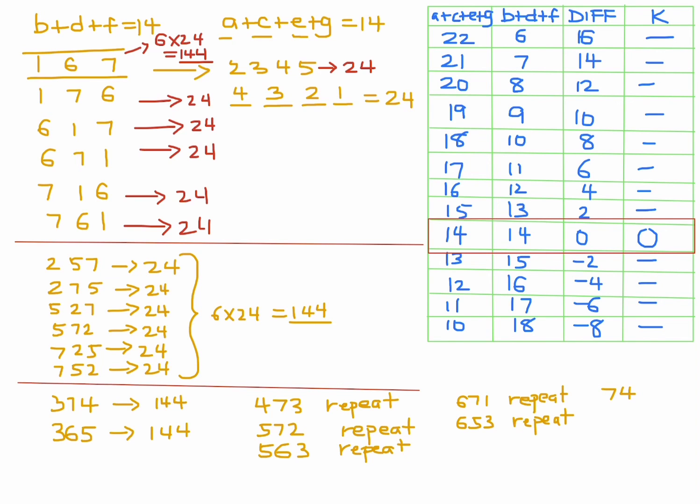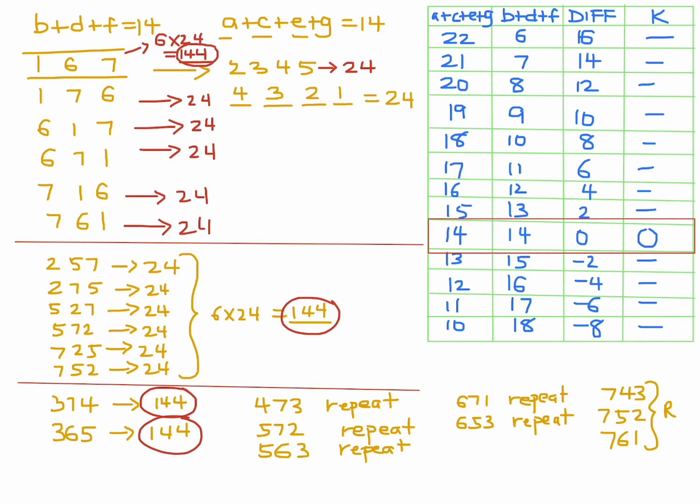Any more? 7, 4, 3. 7, 5, 2. 7, 6, 1. These are all repeats. Okay, so how many did I get that are not repeats? Let's circle them. I got this one, this 144, this 144, this one, and this one.